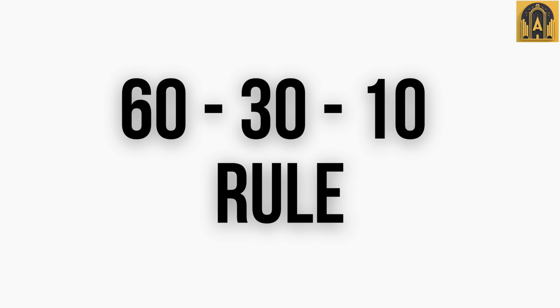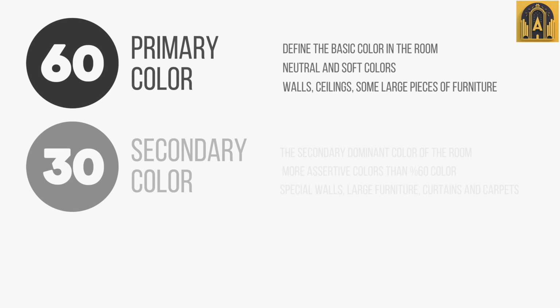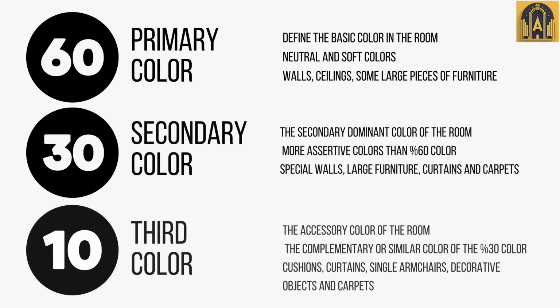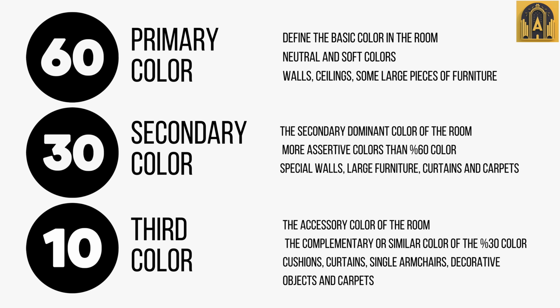Now that we have enough information about the color wheel, let's learn how to use the 60-30-10 rule. This rule shows the ratio of the colors we will use when we consider the whole room. When we say 60, we mean the dominant color. When we say 30, we mean the medium color. When we say 10, we mean the color used less frequently. We can also name them as primary, secondary, and third colors. We cannot measure these proportions precisely, so we should think of them symbolically.